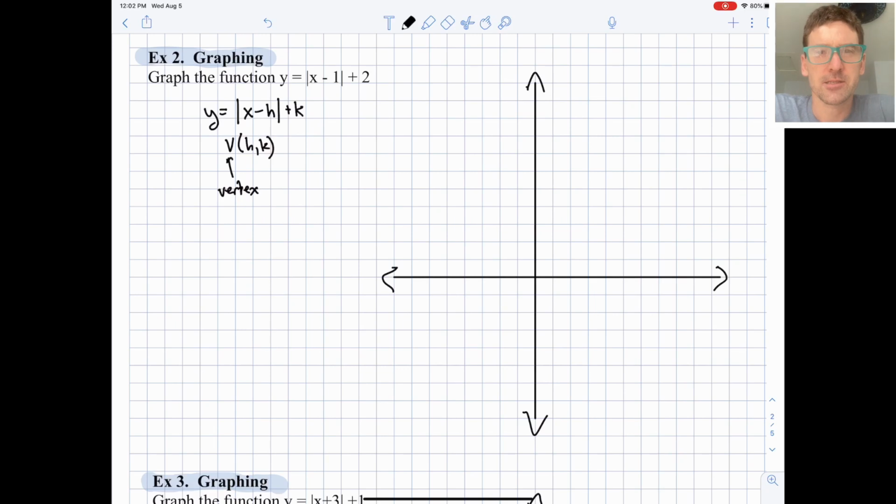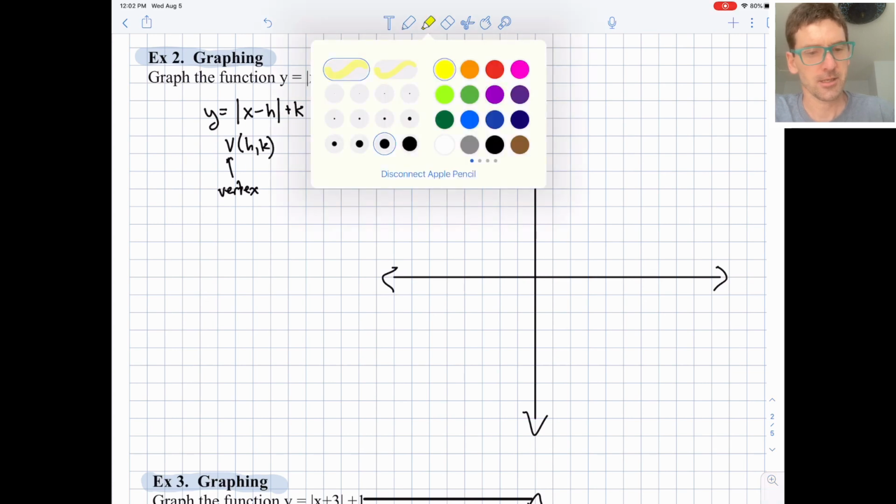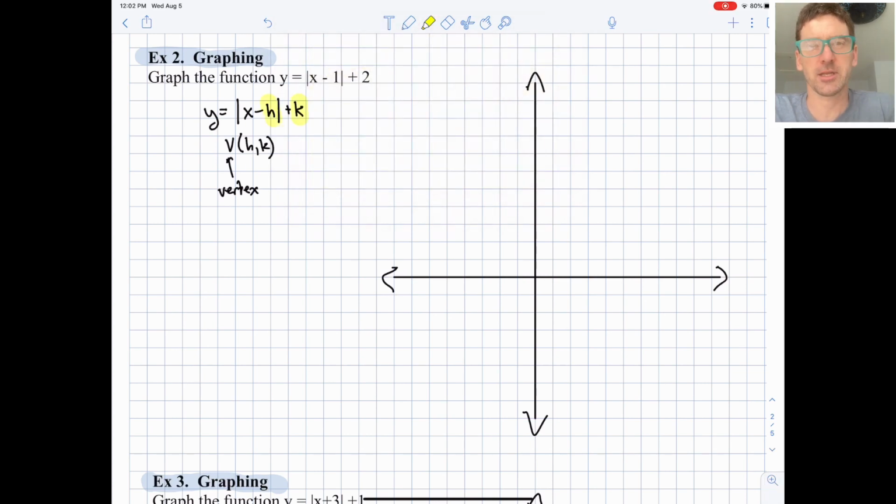And the coordinates of the vertex are going to be h comma k. And according to this form, x minus h and then plus k. Okay. So as an example that we're going to be looking at here, this means h is 1, and this means k is 2. So our vertex is 1, 2.